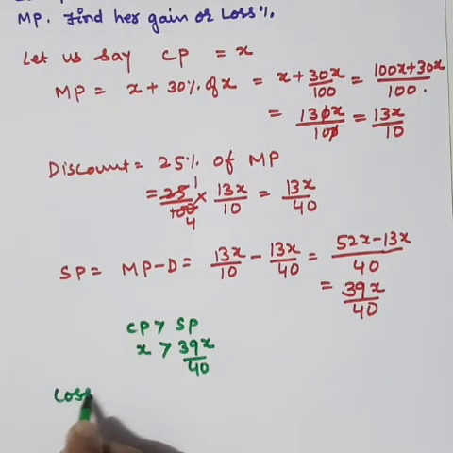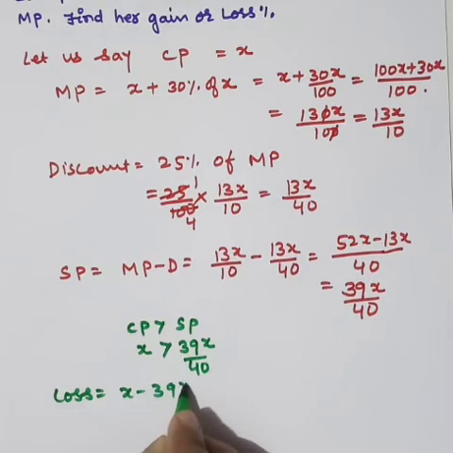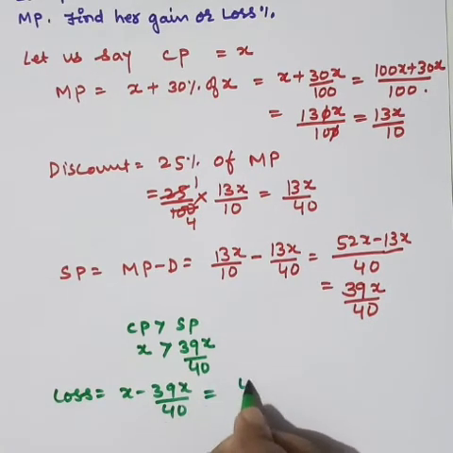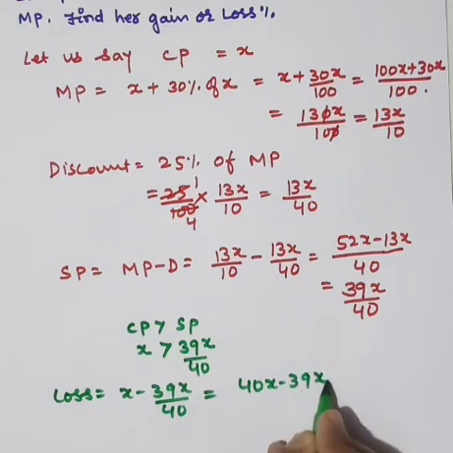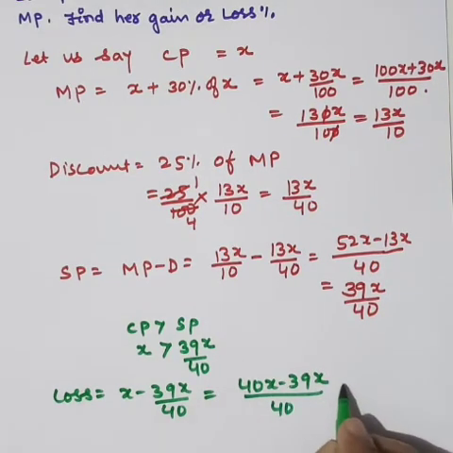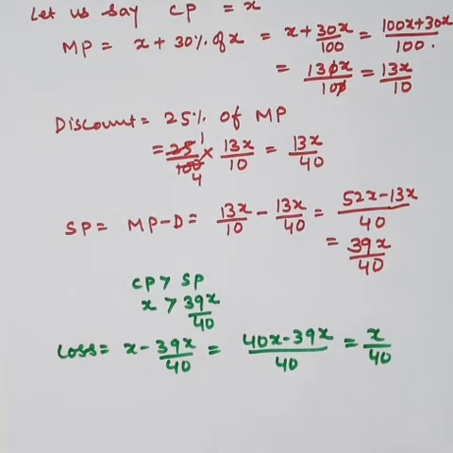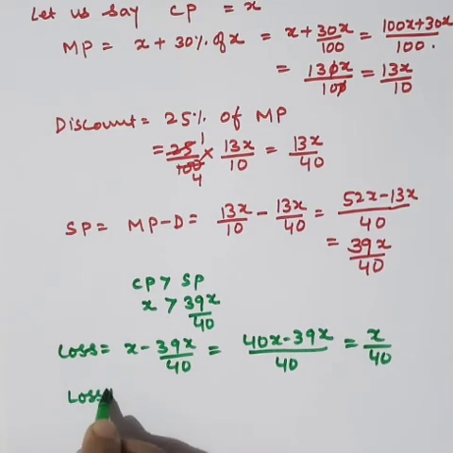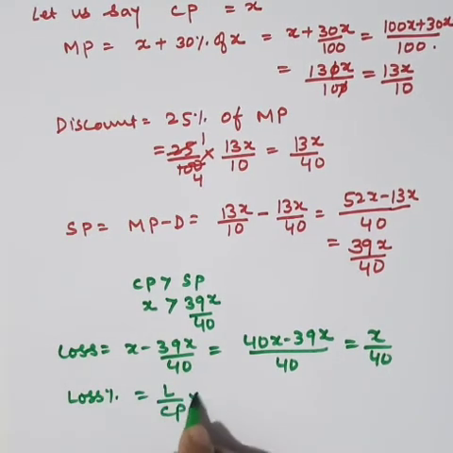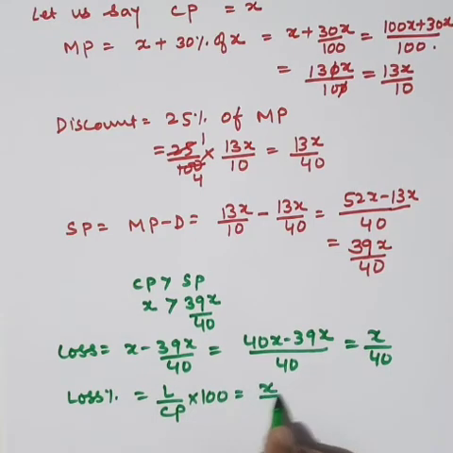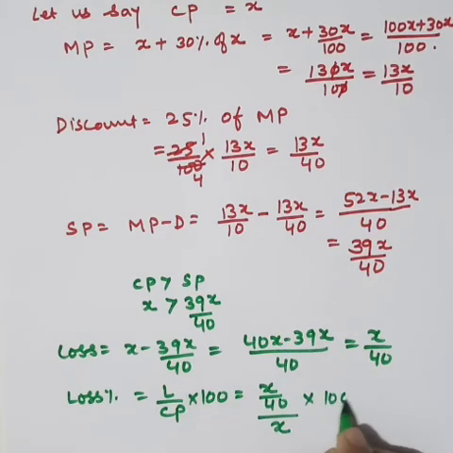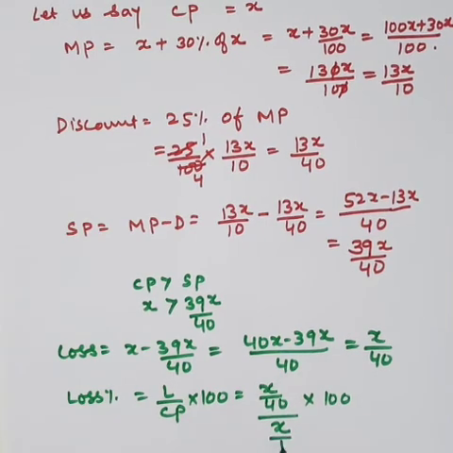So loss is equal to x minus 39x by 40. This is equal to 40x minus 39x by 40, which will give you x by 40. Okay. Now how do you find the loss percent? Loss percent will be equal to loss by CP into 100. What is the loss? Loss is x by 40. What is CP? CP is x into 100. Now see, this is x by 1.